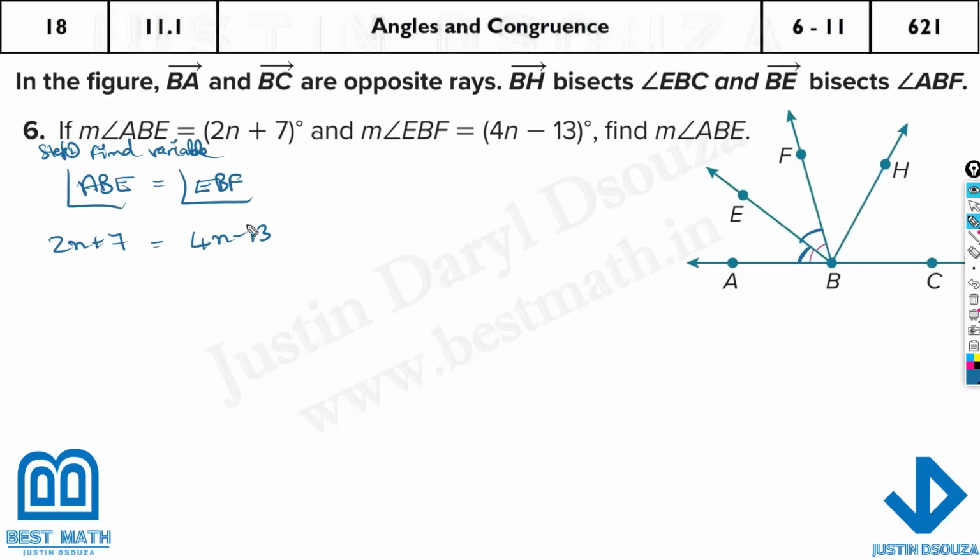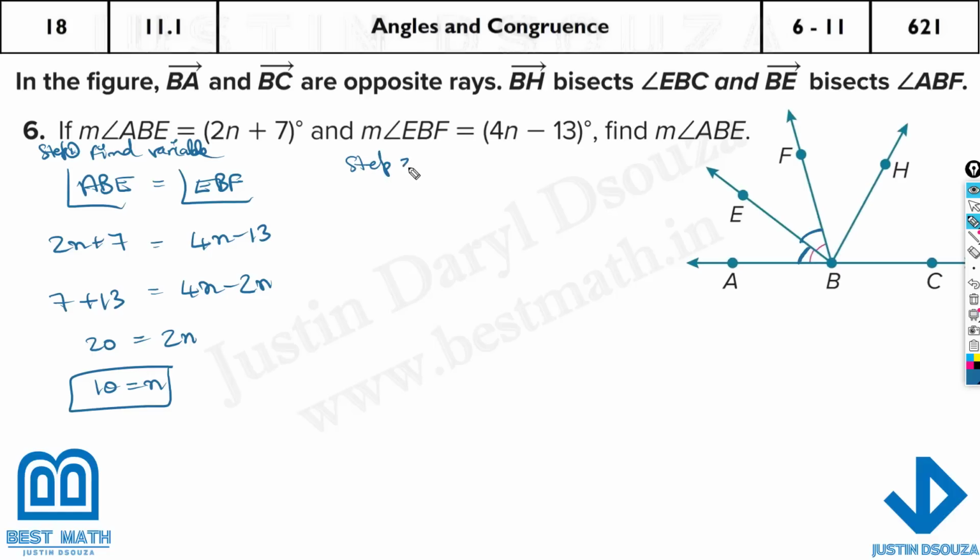Now simplify this. 2n to the other side because 4n is bigger. 4n minus 2n, and take the numbers to one more side. Plus 30. This minus 30 becomes plus. This is 20, that is equal to 4n minus 2n, which is 2n, and 10 is equal to n. So we found the n value.